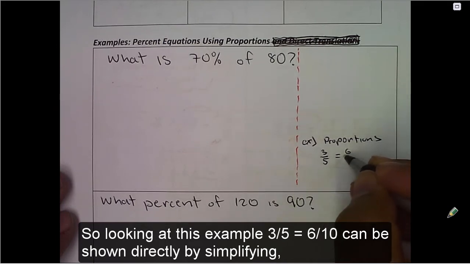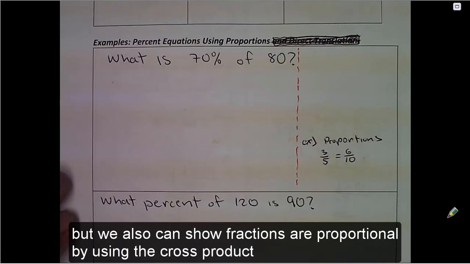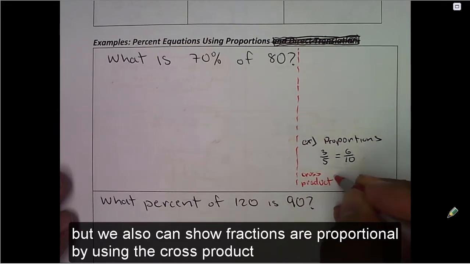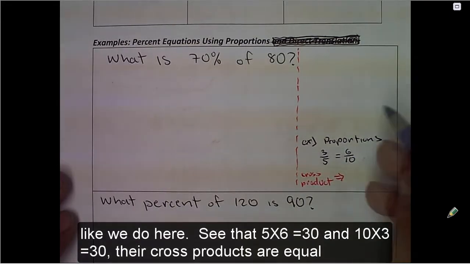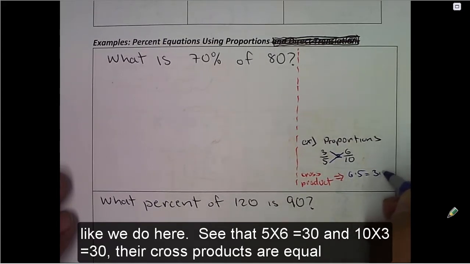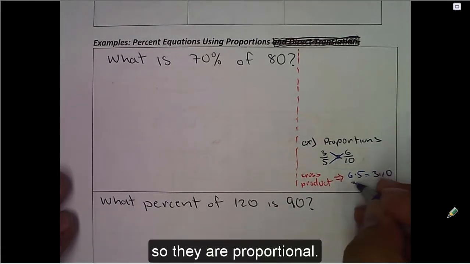You could show it by simplifying. But we can also show fractions are proportional by using the cross product, like we do here. See that 5 times 6 is 30 and 10 times 3 is 30? Their cross products are equal, so they are proportional.